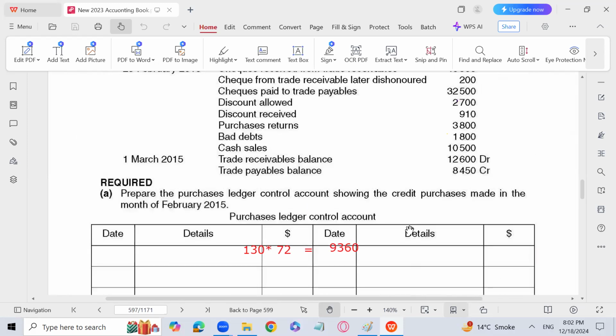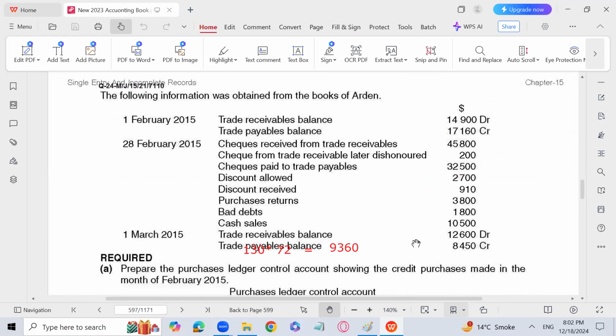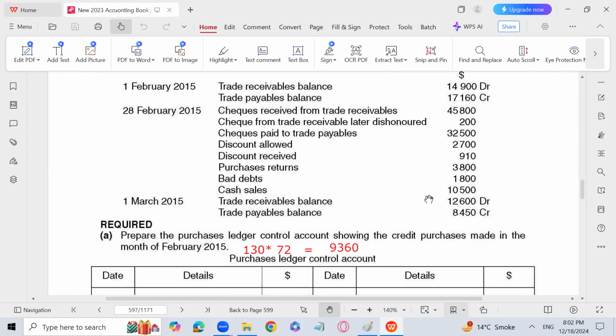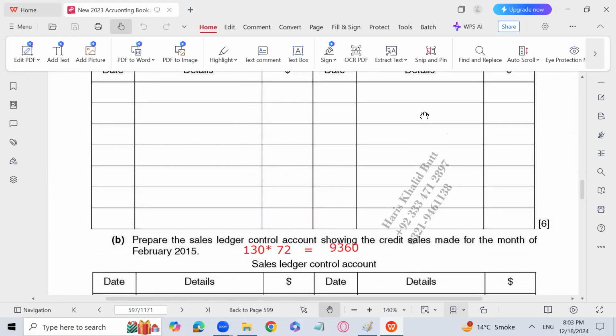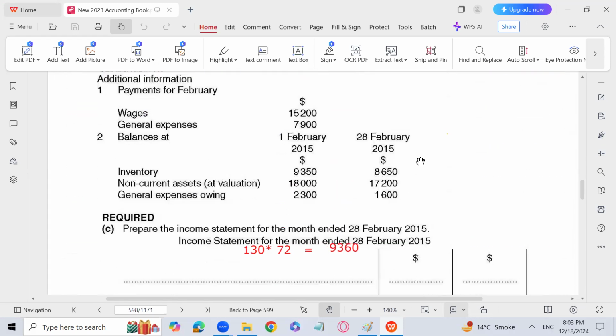This question I have given to you for homework, May, June 15, 21, in which you have to calculate the trade receivable balance, and the trade payable balance is given, right? And you have to prepare the purchase ledger control account to find credit purchases, and the sale ledger control account to find credit sales. Then payment for February is given. Opening and closing inventory are given. Purchases is given already. General expense owing is given. Wages is given, 7,900 plus 1,600 ending and 2,300 will be subtracted. So 7,900 plus 1,600 minus 2,300, you will get the amount of expenses to be written in the income statement.